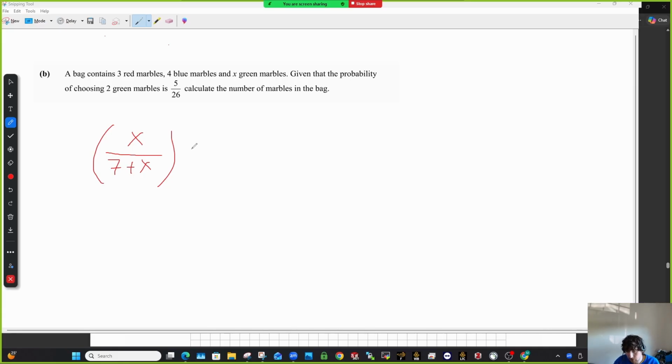And we need to draw another green. So okay, how many greens are left in the bag? There's X minus 1 greens left in the bag. Okay, think about that. And then how many is left in the total bag? It will be 6 plus X. Okay, so hopefully that makes sense to people. Originally there's X greens, you take one out, there's only X minus 1 left. There were 7 plus X marbles, you take one out, then it's 6 plus X. Okay, and then they say that's equal to 5 over 26.